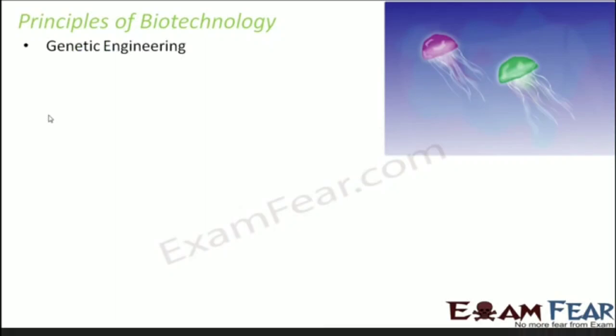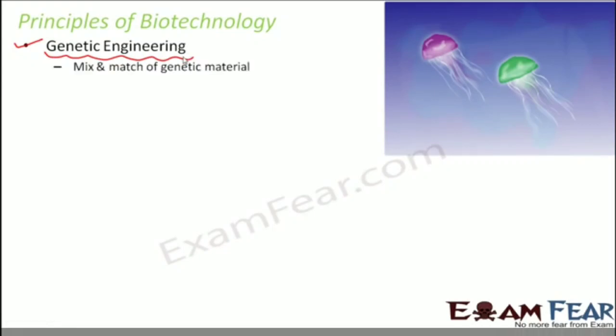Okay. So the first principle of biotechnology is genetic engineering. Now, what is genetic engineering? In simple terms, it is nothing but engineering with the genes. As I was telling just now, it is a mix and match of genetic material. So you play around with the genes. You take out certain genes from one animal and you put them inside another animal to get some desired feature in a particular animal. That is called genetic engineering, because you are playing around with genes.